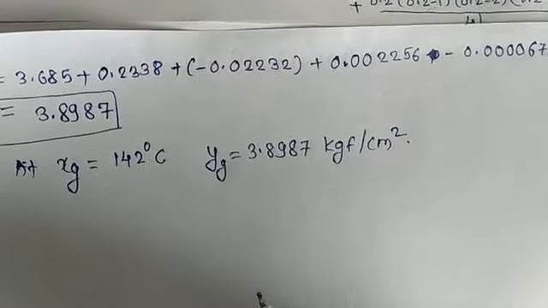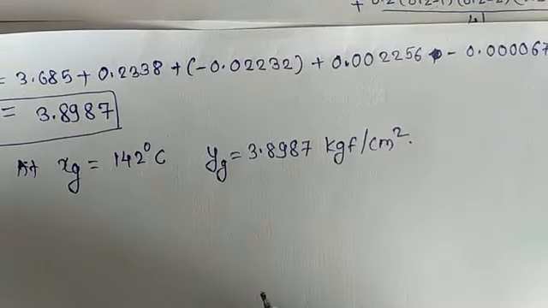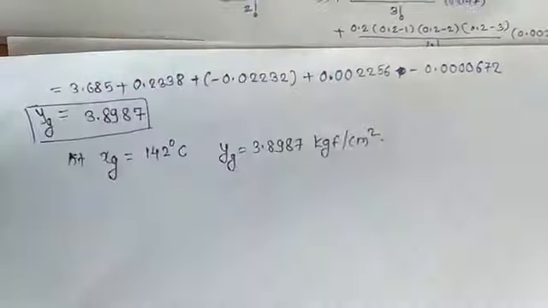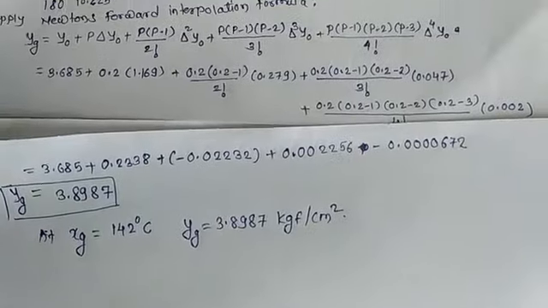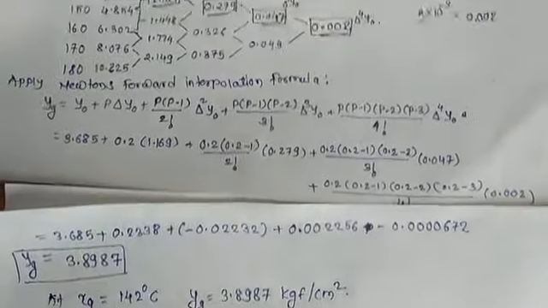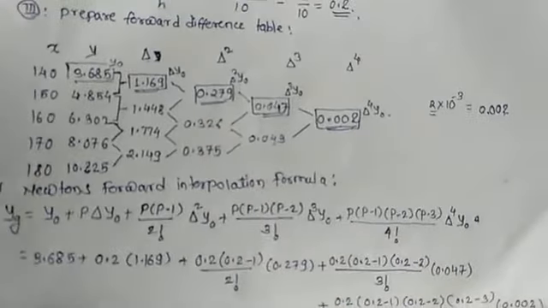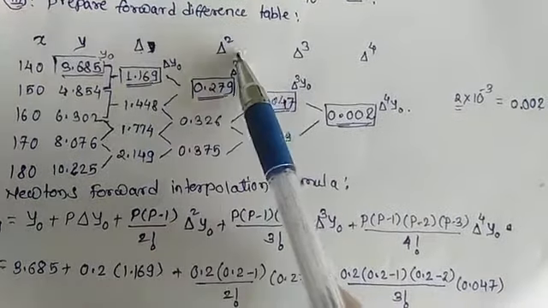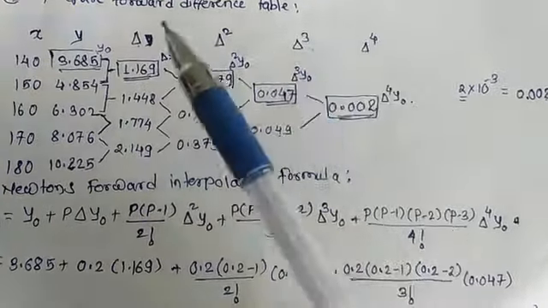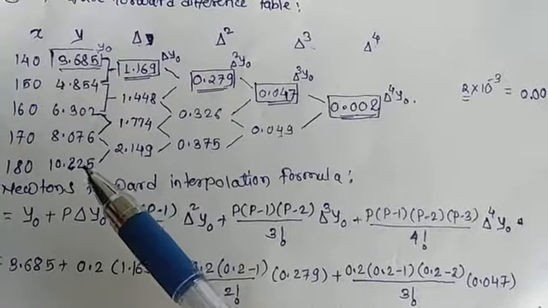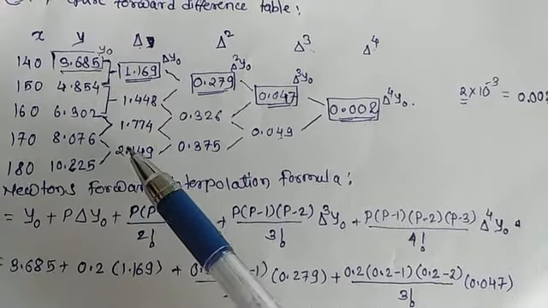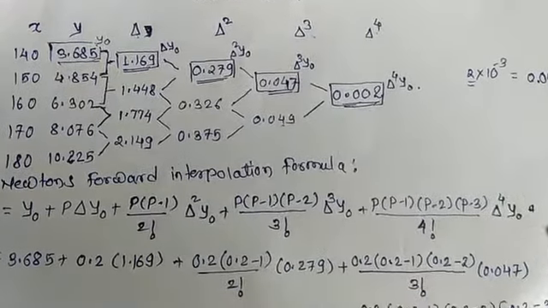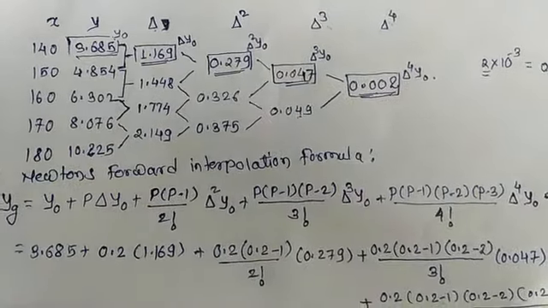This is the process for solving examples related to Newton's forward formula. And for backward it is also the same process. You have to prepare a backward difference table, and the notations will be the same, the process is the same, but in backward we have to take the values at the last of each column. We will see an example of backward in the next lecture.